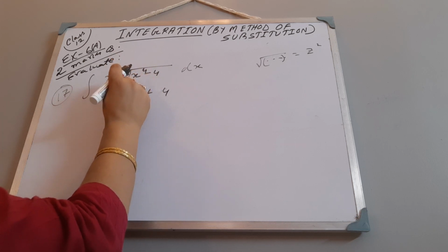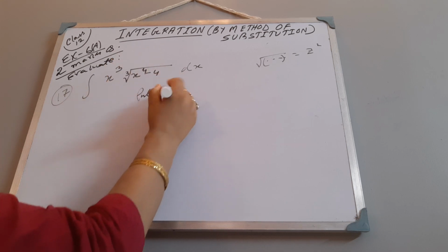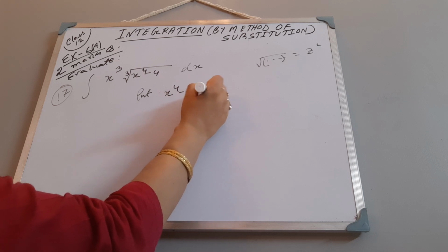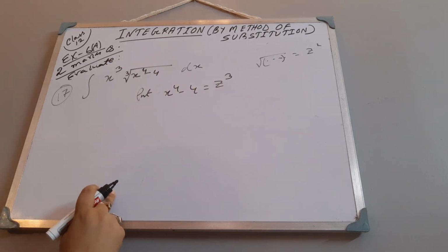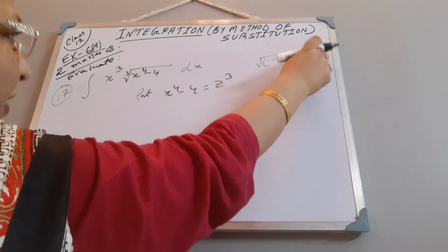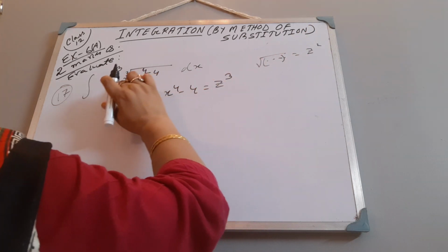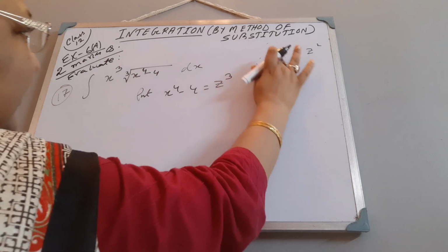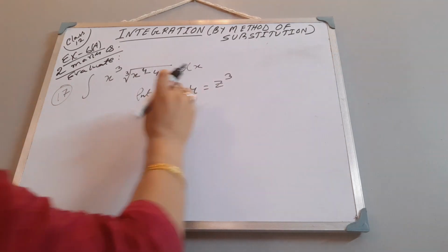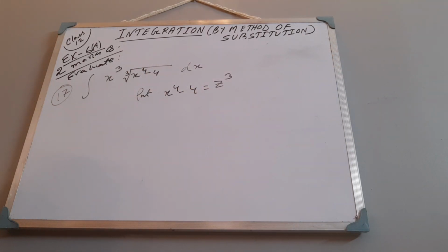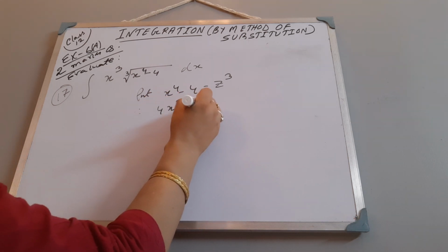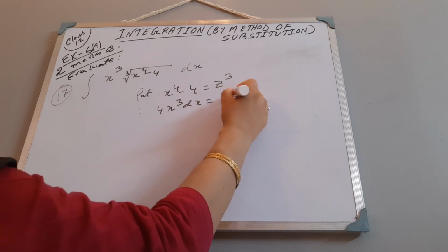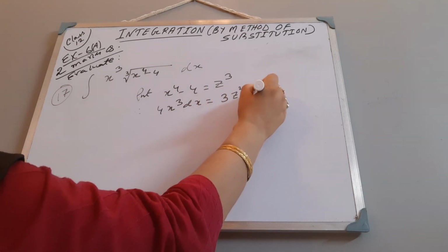Since it is a cubic root, we will take x to the power 4 minus 4 as z cube. When it is only a square root, we take z square as another variable; when it is a cubic root, we take a cubic variable. So x to the power 4 minus 4 is equal to z cube. Then what will we get? This will be 4x cube dx is equal to 3z square dz.